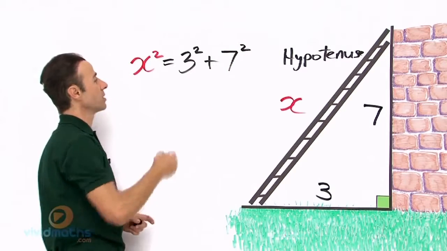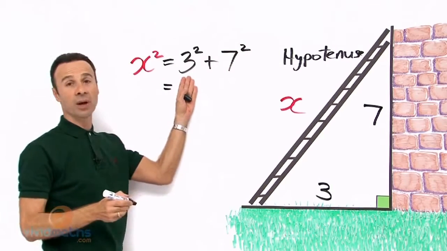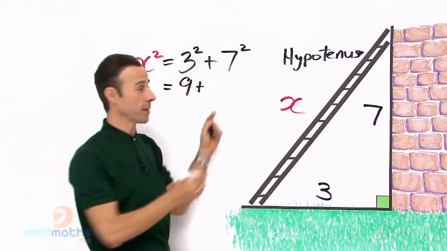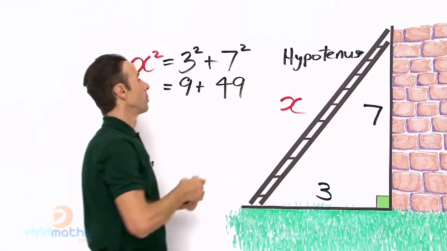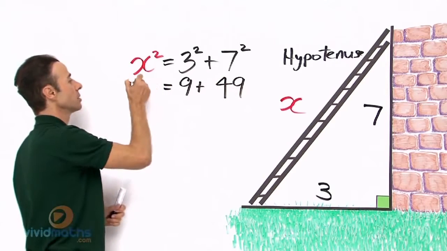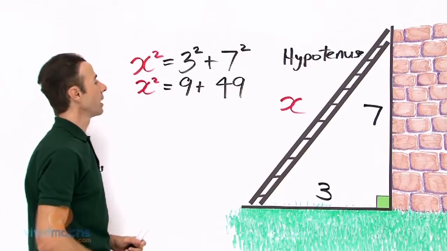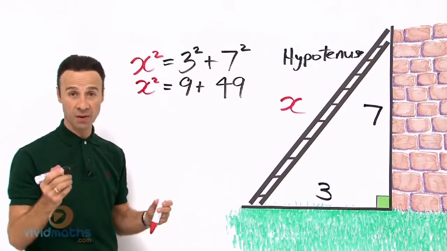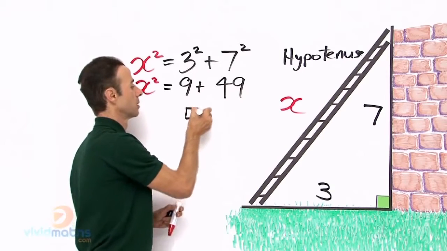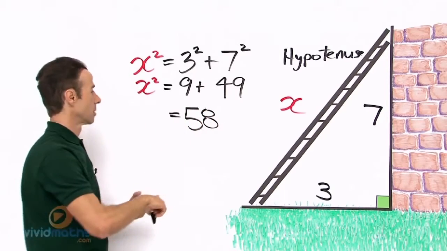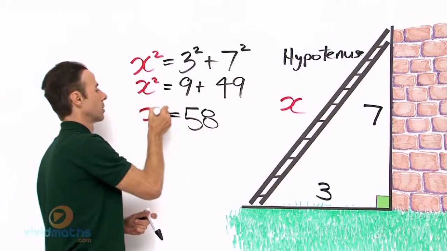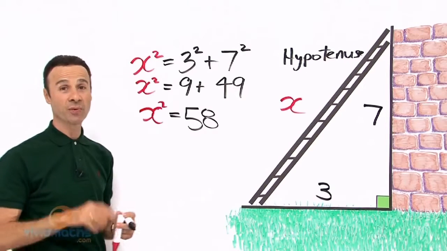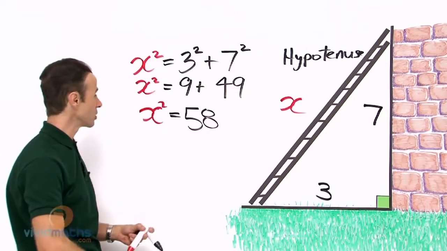Okay, let's solve the right-hand side. We have 3 squared is 9, and 7 squared is 49. Bring down the x squared into the new equation. 49 plus 9 added together gives us 58. Now we square root both sides so we can find x by itself, because we don't want x squared, we just want x.